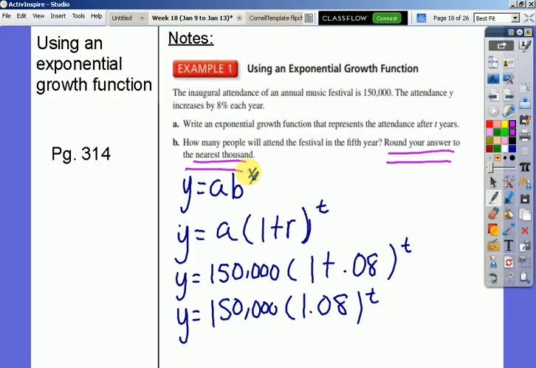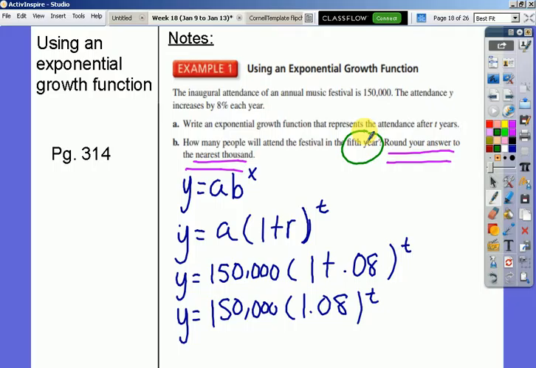The other thing you want to pay particular attention to is this 5th year. What most people will do is they'll say, oh, 5th year, so I'm going to replace t with 5. What's wrong with that? Why can't I replace t with 5? Well, t is time, right? So I do want to know what happened in the 5th year. Why will I have to use 4 instead of 5, even though it wants to know the 5th year?